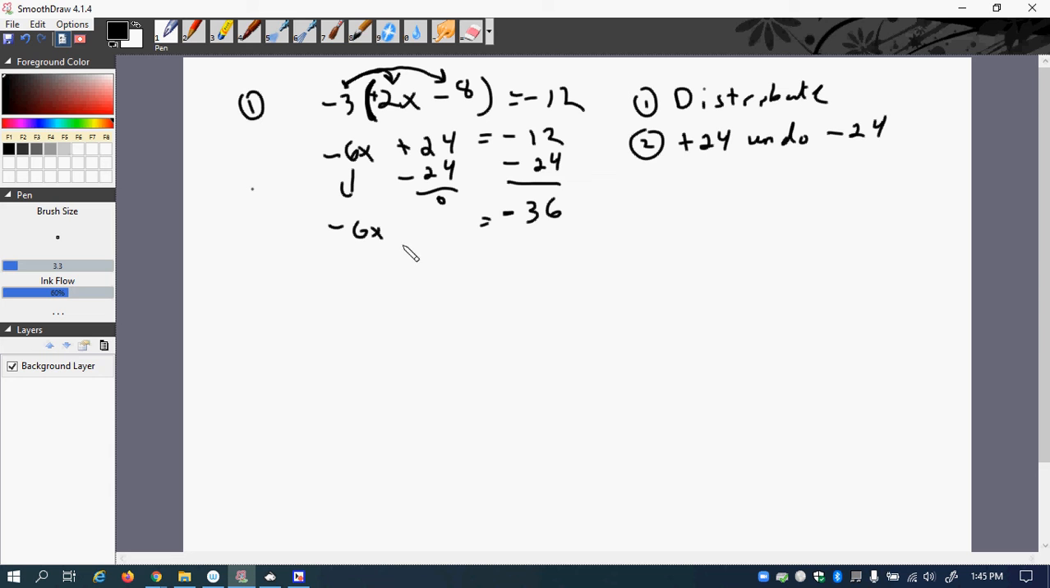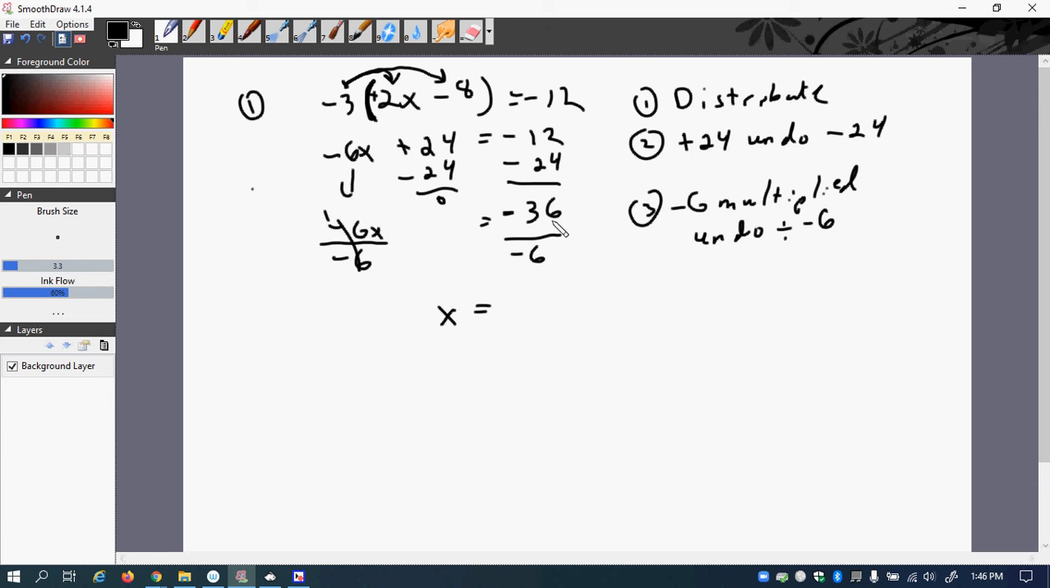Okay? And so now the next step is to see that this is multiplication. So negative 6 is multiplied, so the opposite or undo is to divide by negative 6. So divide negative 6, divide negative 6. Negative 6 divided by negative 6 is 1. 1 times x is just x. So now we put in here negative divided by negative is positive. And then we have 36 divided by 6, which is 6.